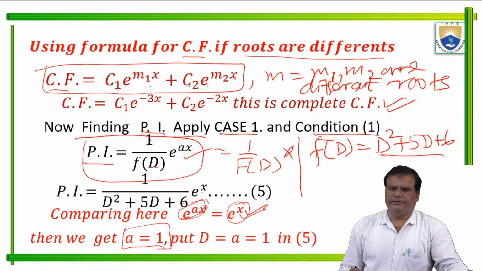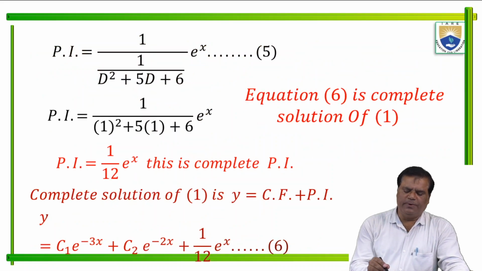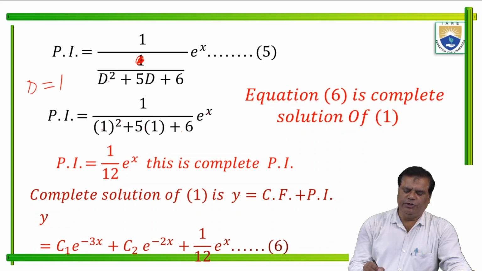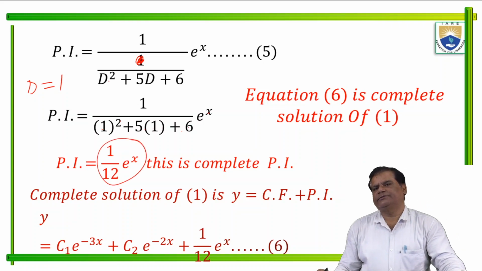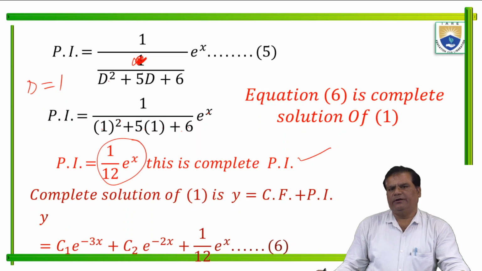We find a is 1. Putting D equal to a, so D equal to 1 in equation 5. Then we get PI equal to 1 upon D square plus 5D plus 6, putting D equal to 1. So 1 upon 1 square plus 5 into 1 plus 6, e to the power x. So 1 plus 5 plus 6 is 12, giving 1 upon 12 e to the power x. This is the complete PI of equation 1.